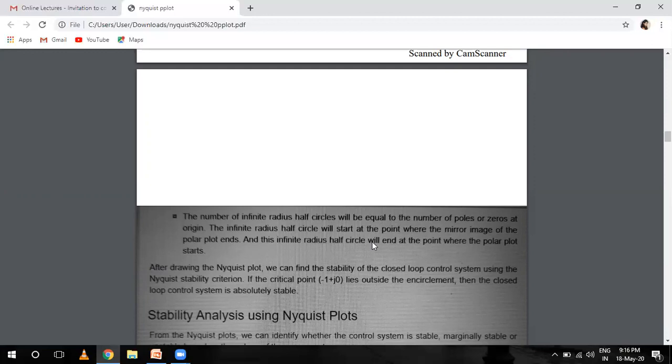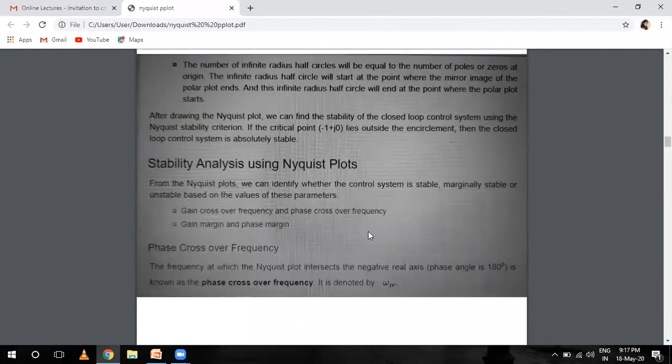After you have drawn the Nyquist plot, we can find out the stability of the closed loop control system using the Nyquist stability criterion. If the critical point lies outside the encirclement, then the closed loop control system is absolutely stable.